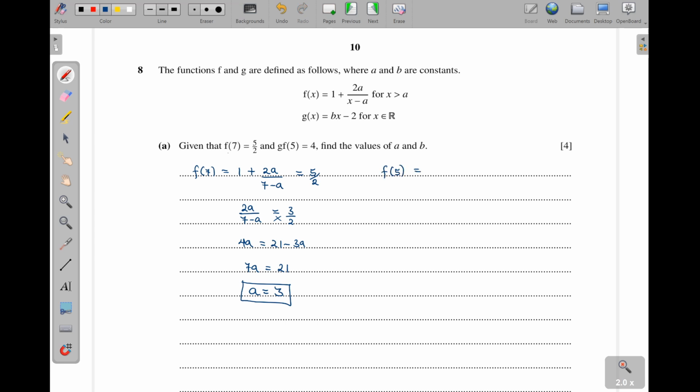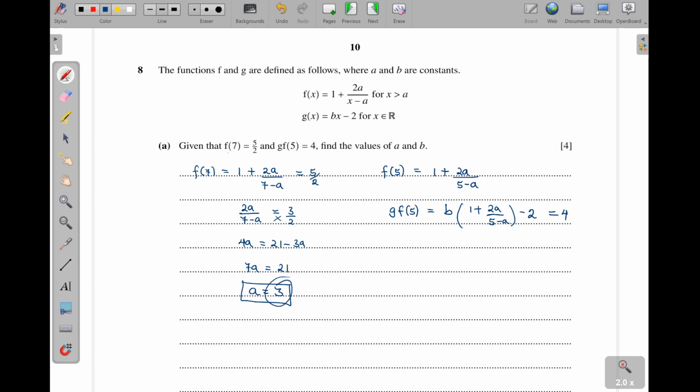Then here, I will first get f of 5. So f of 5 is going to be 1, then plus 2a out of 5 minus a. Then gf of 5 acts on the result. Okay, so gf of 5 is going to be put the whole of this in the place of x for g. So we shall have b then times 1 plus 2a out of 5 minus a. You see that? Then there is a minus 2.